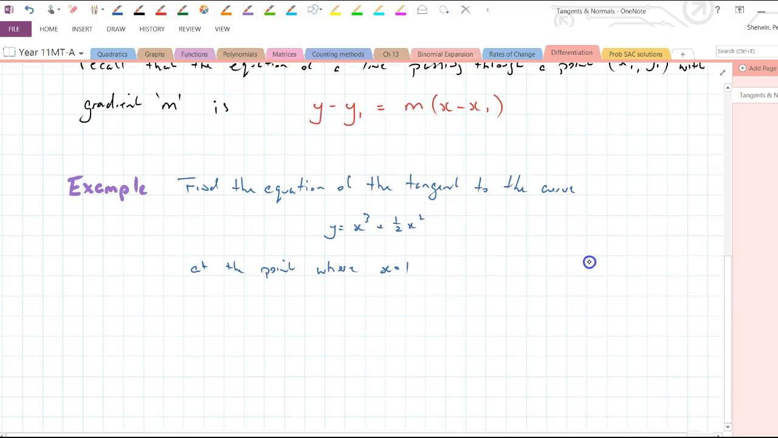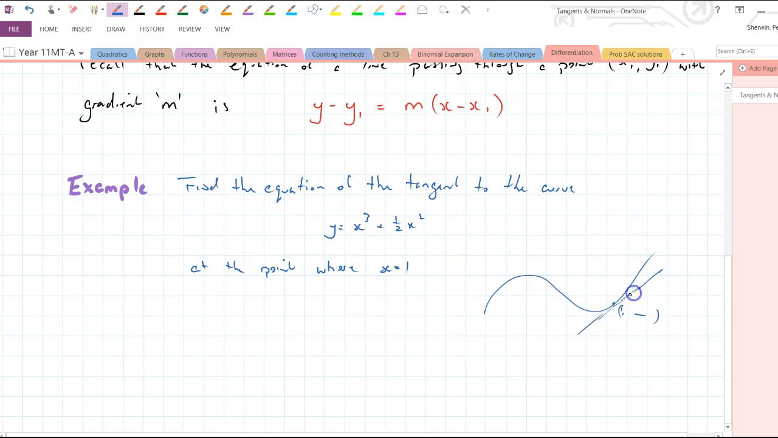Okay, our first example's on the screen. Find the equation of the tangent to the curve y equals x cubed plus a half x plus 1, a cubic function, at the point where x equals 1. Whatever this cubic looks like, if x equals 1 is there, we're going to find the equation of the tangent to the curve at that point.